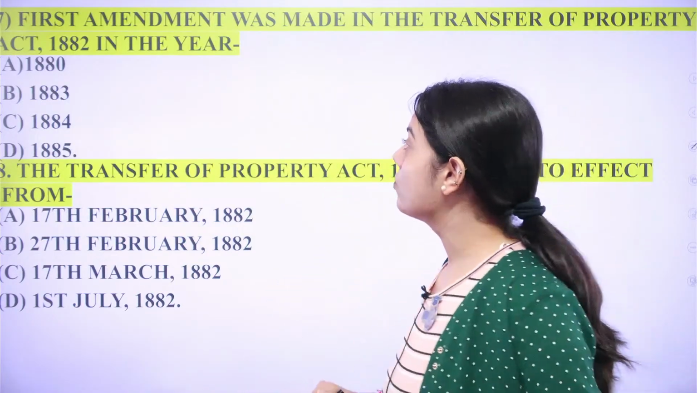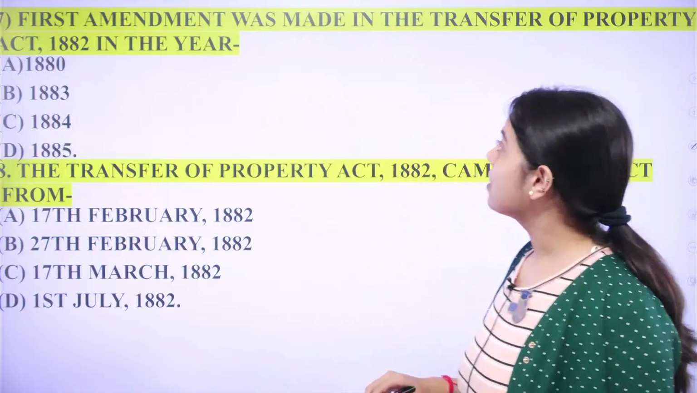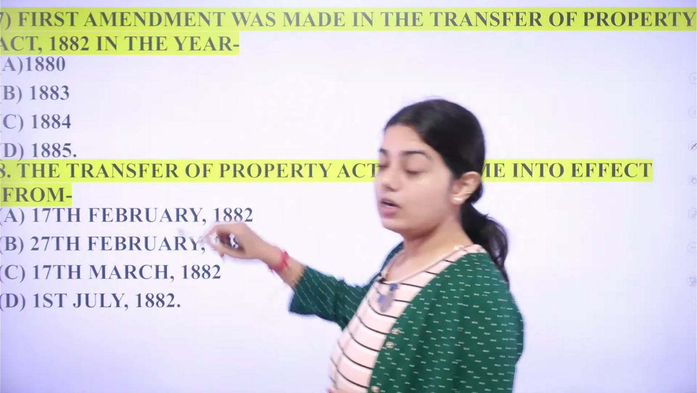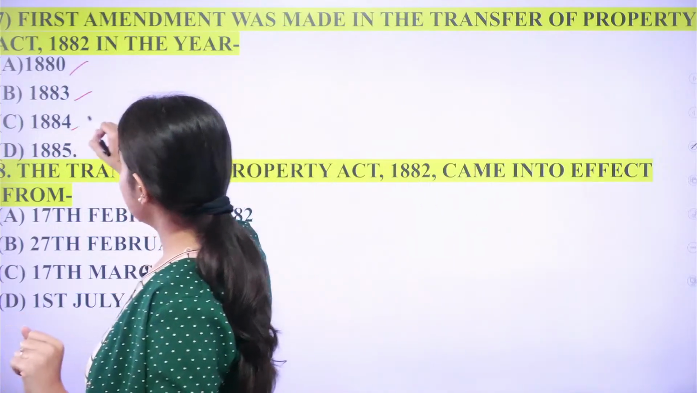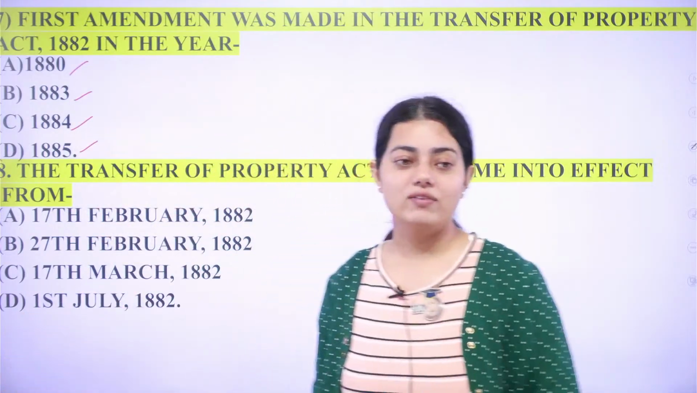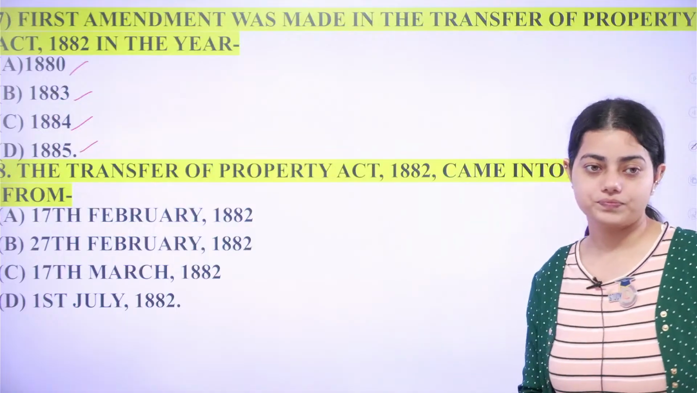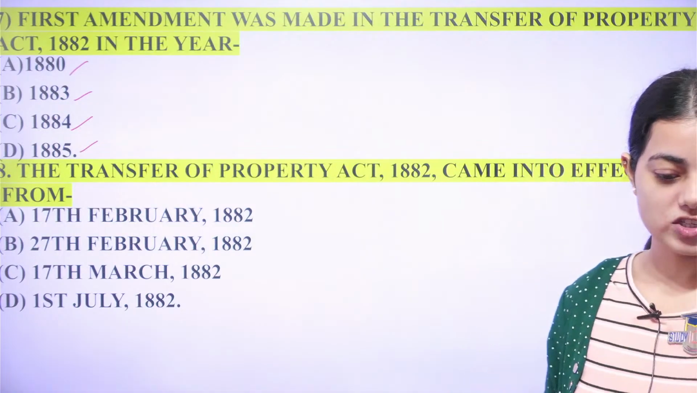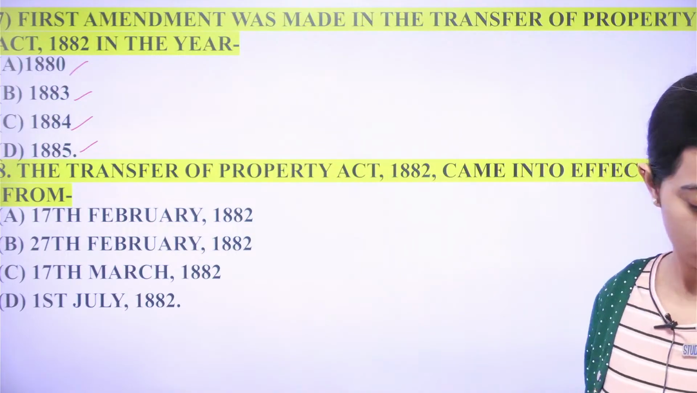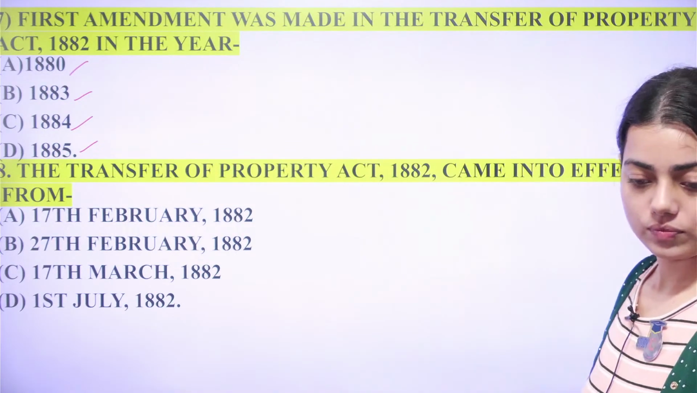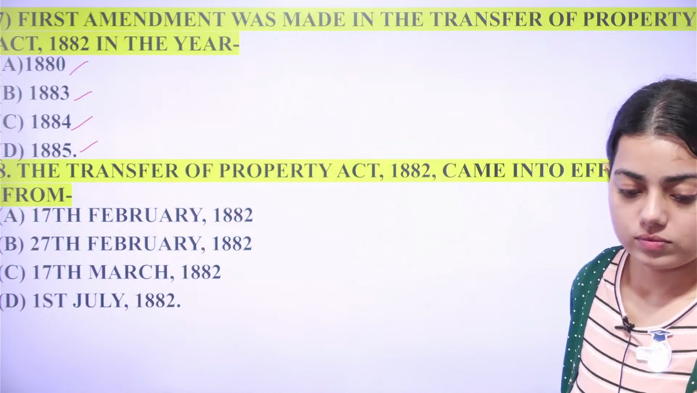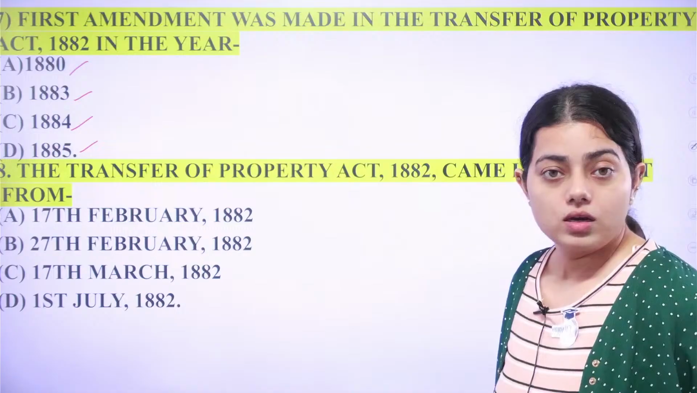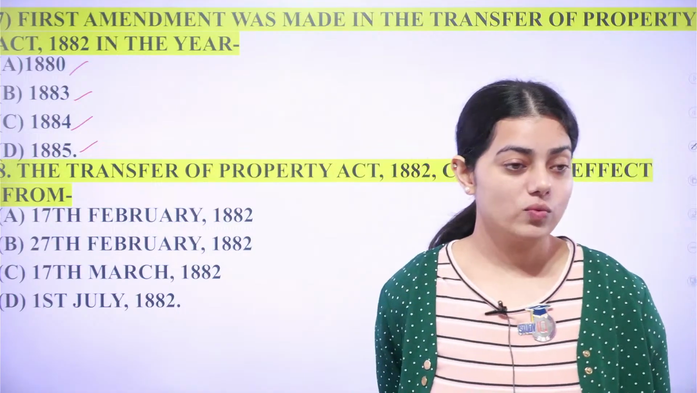Okay, let's move forward. Question number 7. First amendment was made in the Transfer of Property Act in which year? 1880, 1883, 1884 or 1885? Answer this question. Question number 7, I want everyone to answer.